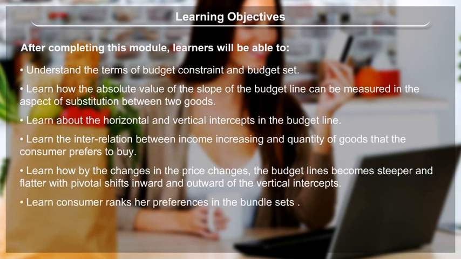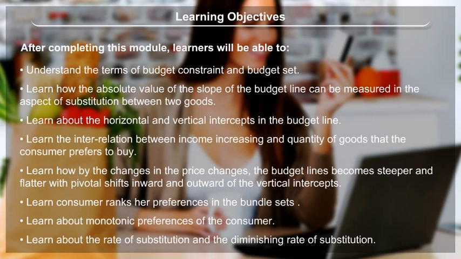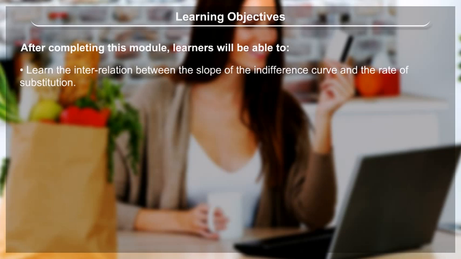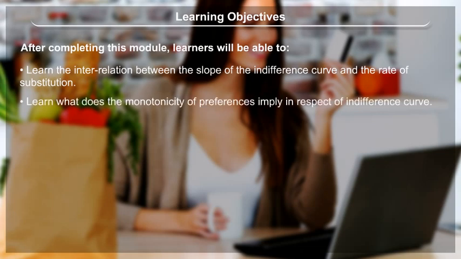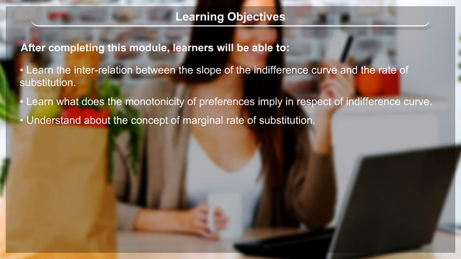Learn how the consumer ranks her preferences in bundle sets. Learn about monotonic preferences of the consumer. Learn about the rate of substitution and the diminishing rate of substitution. Learn the interrelation between the slope of the indifference curve and the rate of substitution. Learn what the monotonicity of preferences implies in respect of the indifference curve. Understand the concept of the marginal rate of substitution.